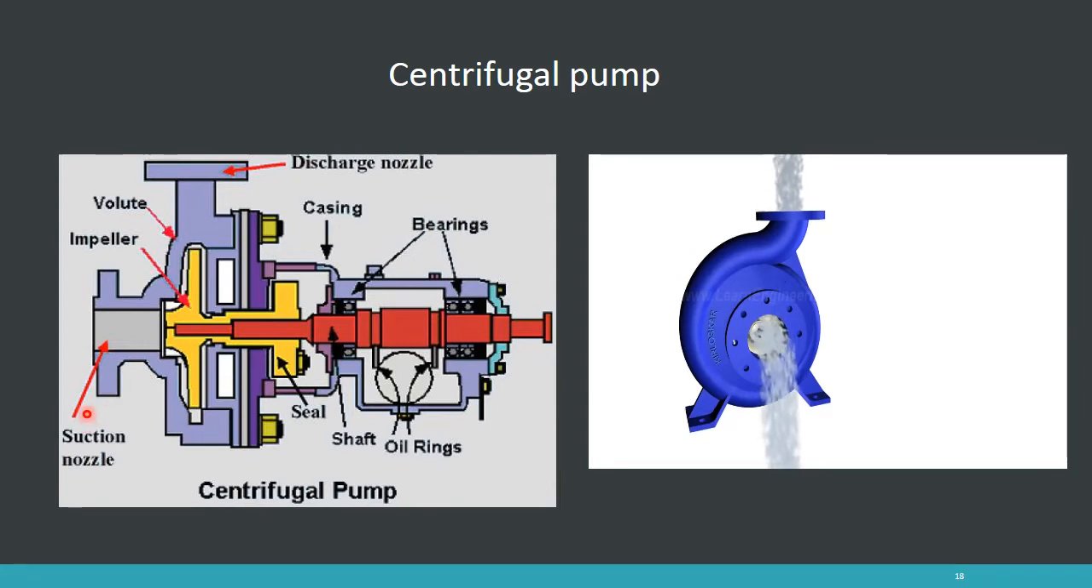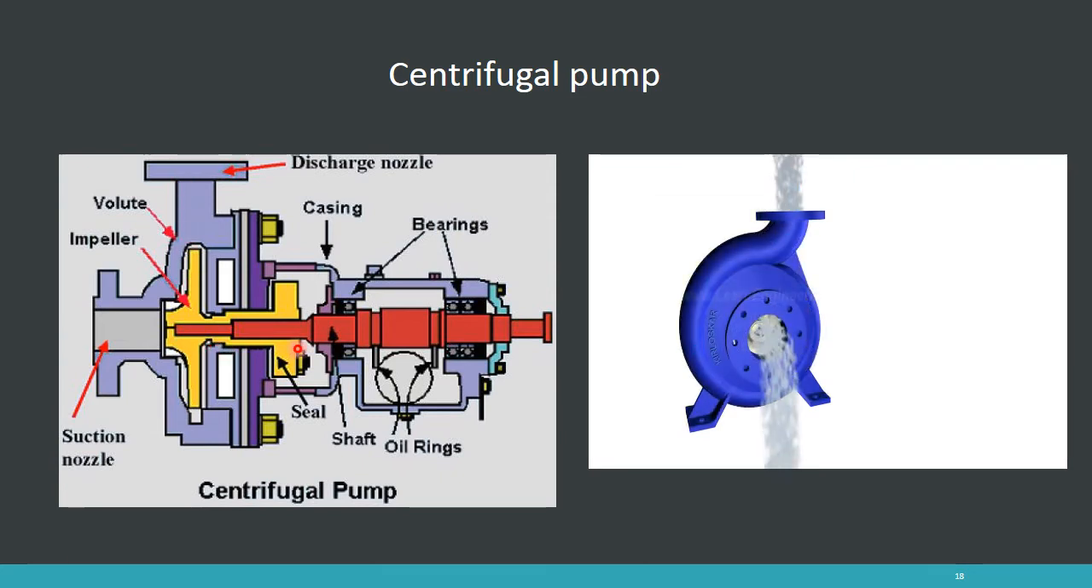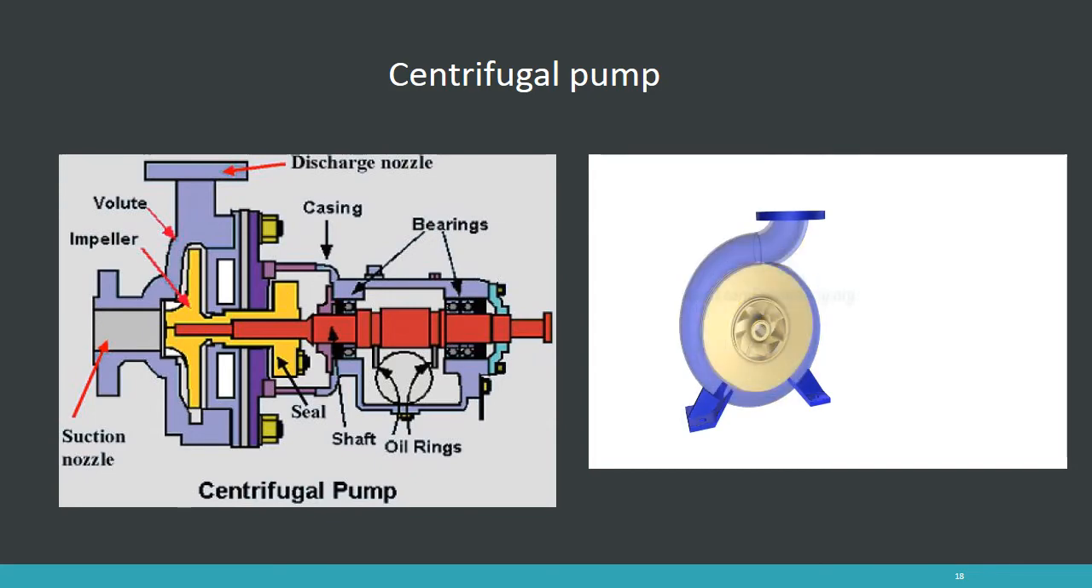It uses centrifugal force to move the fluid from one side to another. You can see in this picture here the components of the centrifugal pump. The fluid comes into the pump by the suction nozzle and then goes to the impeller, which uses the centrifugal force to push the fluid to the discharge nozzle. The impeller is connected to the shaft of the motor, and the shaft is supported by the bearing.